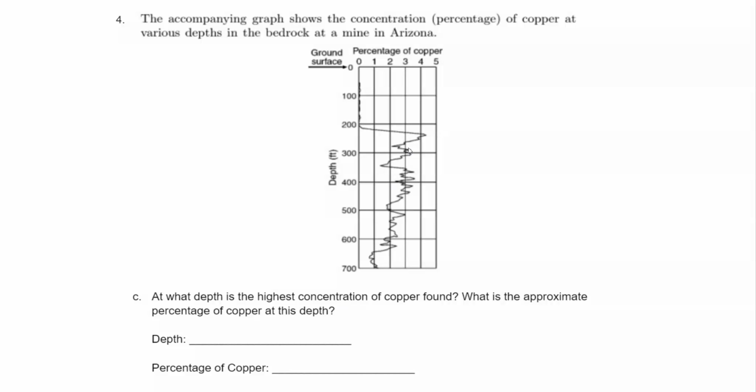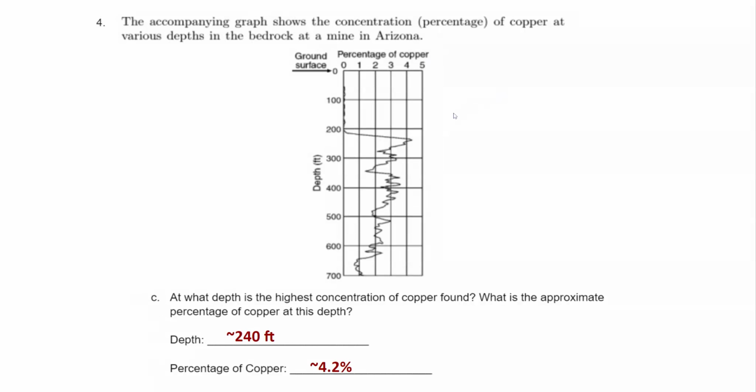So where am I getting the highest concentration? Probably the data point that's all the way to the right, or the most to the right. So around here, I should have the highest percentage of copper, around maybe 4.2%. So what is the depth at this area? If I look towards the left to find the depth, it's somewhere between 200 and 300. It's not exactly halfway. It's closer to 200 than it is 300. So I would say, since it's not halfway, it can't be 250. It has to be less than 250. So somewhere between 200 and less than 250. So that's why I picked 240. That's very close to the middle, but not quite.